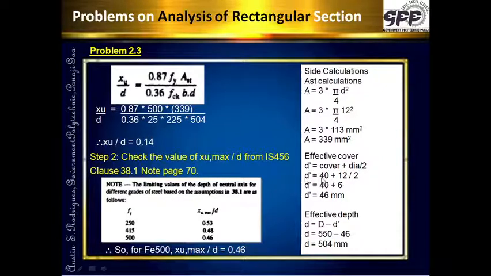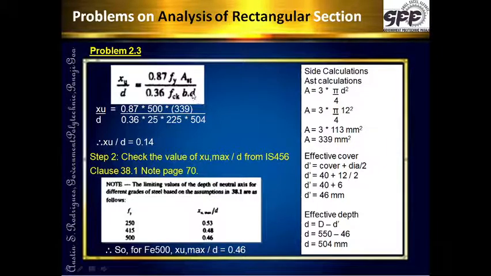So effective cover is clear cover or nominal cover, which has been given as 40, plus the bar diameter 12 divided by 2. So effective cover is 40 plus 6, or effective cover is 46. Now what is effective depth? Effective depth is overall depth minus the effective cover. So effective depth is overall depth, which is 550, minus the effective cover, which we have got over here, that is 46. So effective depth is equal to 504.